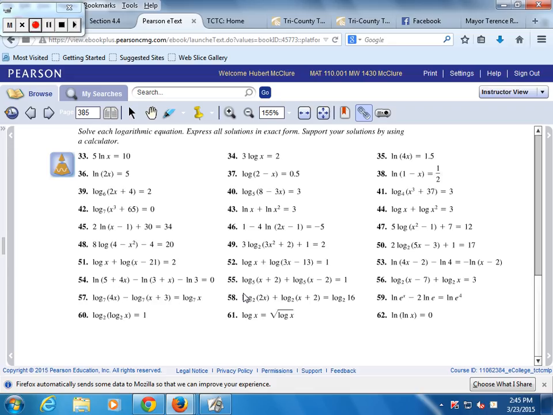What's it equal to? Equal 1? 55, I'm sorry, hold on. 55 says log base 5 of x plus 2 plus log base 5 of x minus 2 is equal to 1.